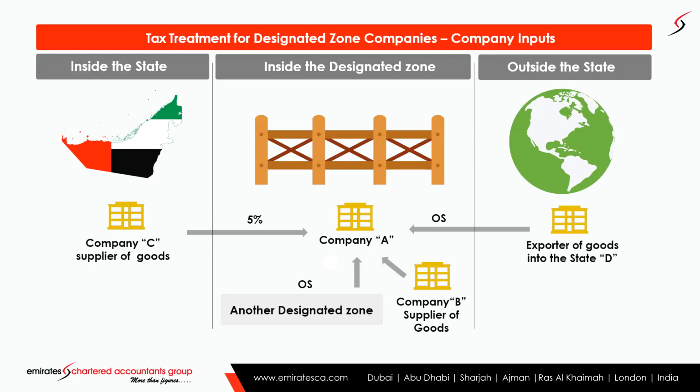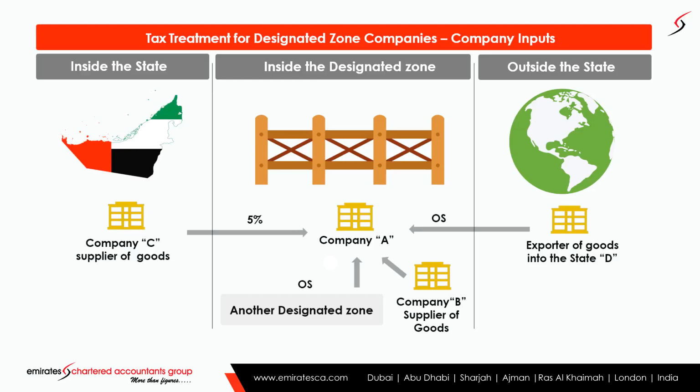Here, the goods are purchased either from the mainland, or from a designated zone, or from outside the UAE. Suppose the first purchase is happening from outside the state, then such a purchase will be out of scope. The tax applicability will not be there for such purchases. Second, if the designated zone is purchasing some products from the mainland, that is inside the state, in that case 5% tax will be applicable. So the buyer, that is the designated zone, has to account for it and can take the input credit.